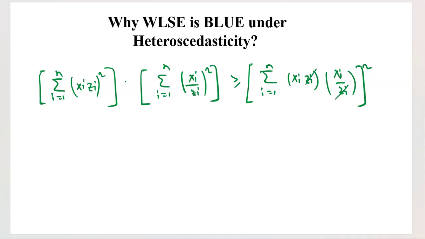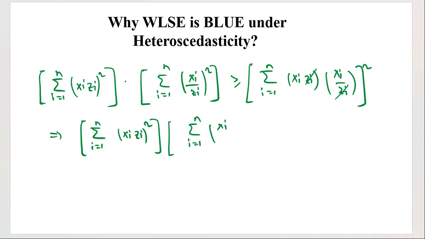So zi will go out and you will have this as it is, (xi upon zi) whole square, no change in this term. And this will be simply summation i from 1 to n, see, here it will be xi square, whole square. Xi square and a whole square of this.